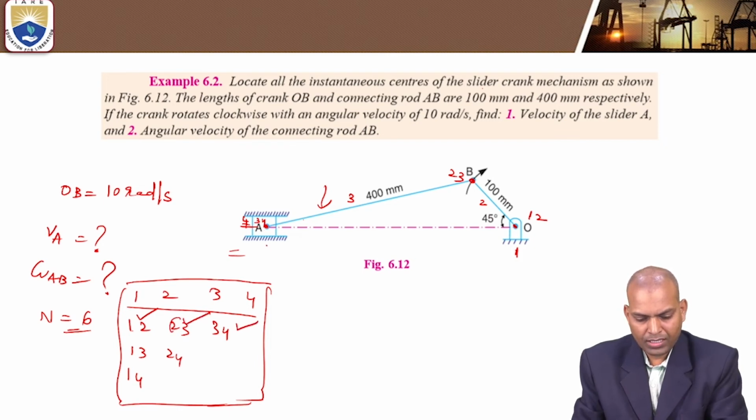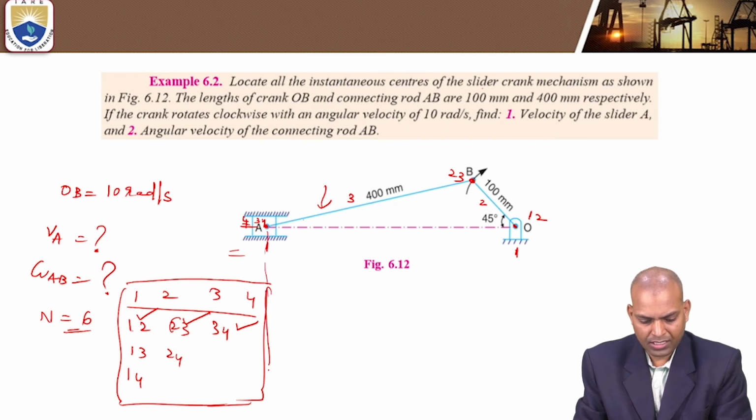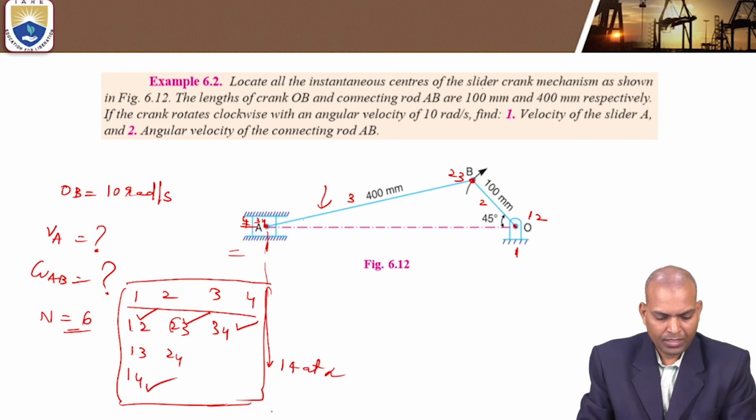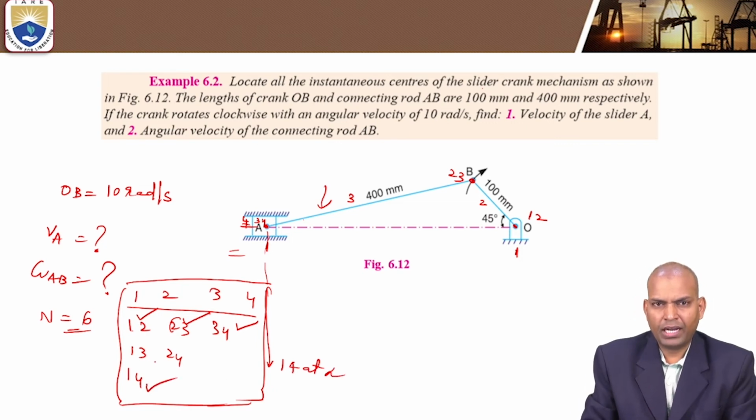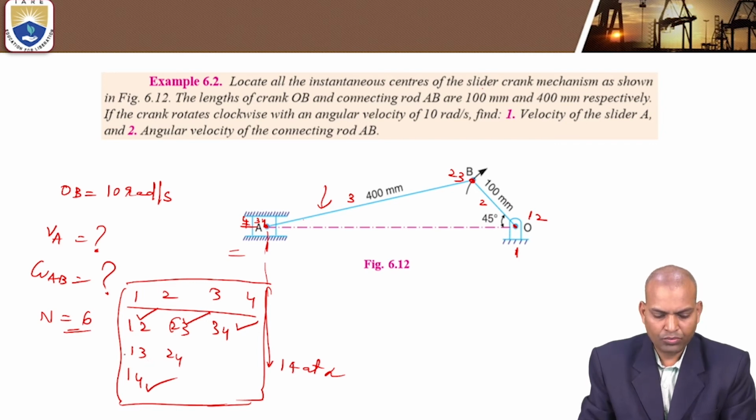Next, with respect to 1, 4: I1,4, where is it? At infinity. 1,4 is at infinity. So these are the fixed and permanent I-centers that are located. Now, what is the next step?